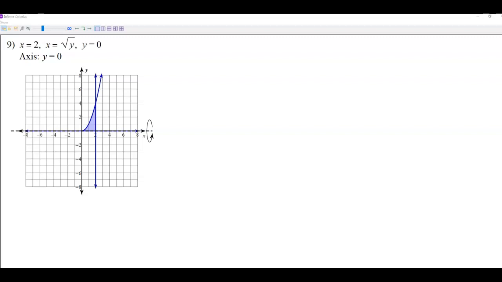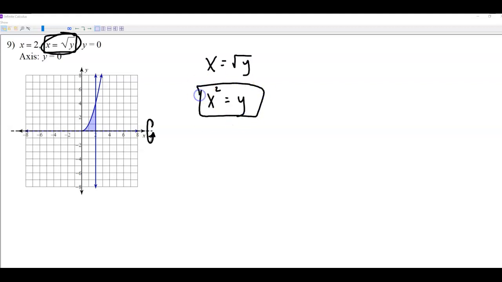Here's how you could tell it's a mismatch. These functions are in terms of y, but I've got a horizontal axis. That's a mismatch. So what I want you to do right now is I want you to take this equation, pause the video, and I want you to get the y by itself. When you unpause it, you'll see my solution. And there you have it. If x equals the square root of y, we just square both sides, and you end up with x squared equals y. And that's it.